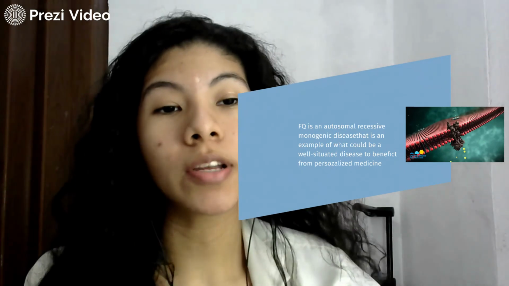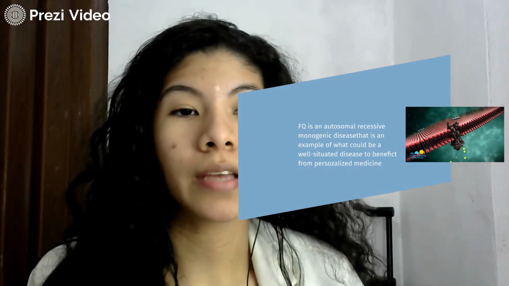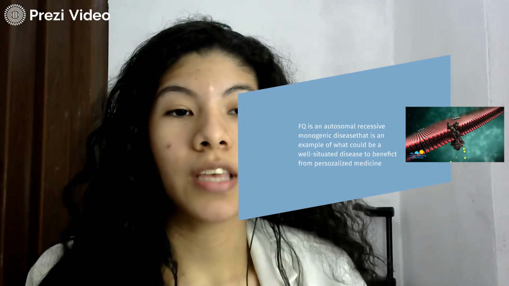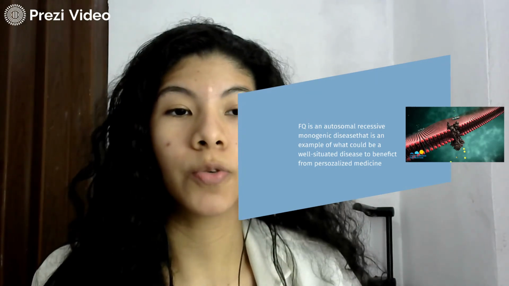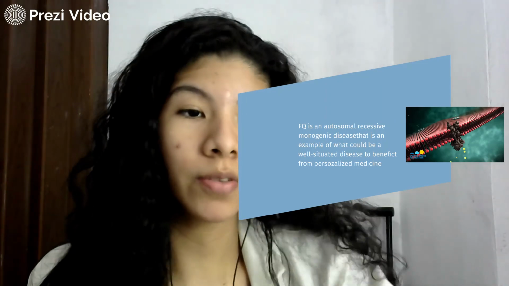Conclusion: cystic fibrosis is an autosomal recessive monogenic disease. It is an example of a disease well suited to benefit from personalized medicine.